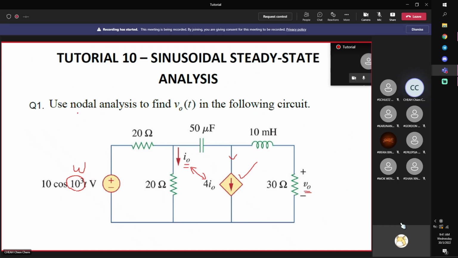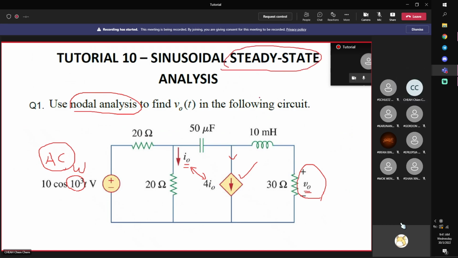Okay, here, read the questions before you start. Use nodal analysis. The method is fixed, right? Find what? Not to find node voltage, but to find this voltage, correct? So this is what we want to do. Now, firstly, because this is AC, secondly, because this is steady state, it means that you can use phasors, right? So in this course, once you see AC, even if it's not stated as steady state, just go ahead and use phasors.